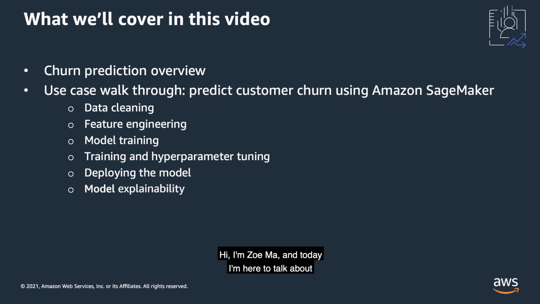Hi, I'm Zoe Ma, and today I'm here to talk about how to create a churn prediction model with Amazon SageMaker. Amazon SageMaker helps data scientists and developers to prepare, build, train, and deploy machine learning models quickly by bringing together a broad set of capabilities purpose-built for machine learning.